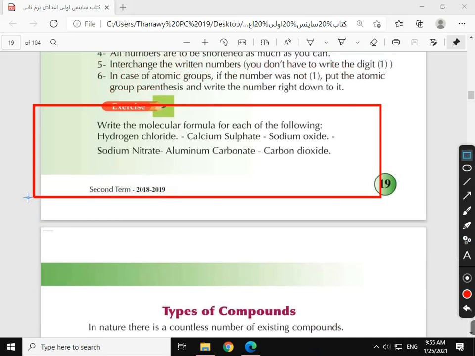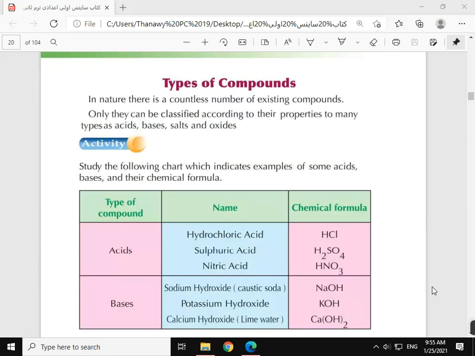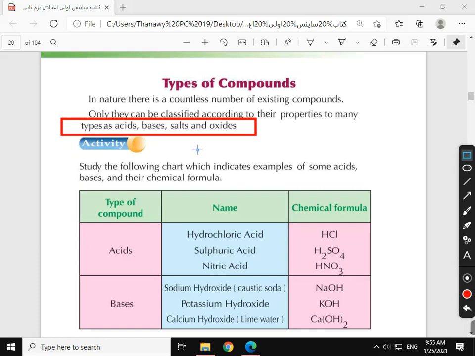The third point, types of compounds. Compounds or chemical compounds are classified according to their properties into acids, bases, salts, and oxides. For example, number one, acids like HCl, hydrochloric acid, and bases like NaOH, sodium hydroxide. So what is the definition of acids and bases?